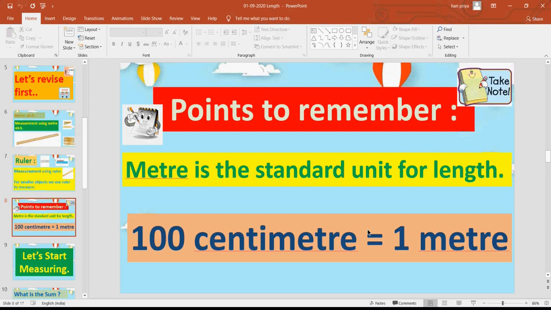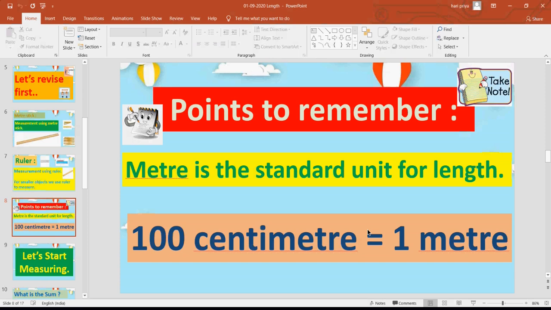We also studied the standard unit for length. Meter is the standard unit of length, and we came across that 100 centimeters is equal to 1 meter. This is a universal truth. It will not change. So 100 centimeters is always equal to 1 meter.